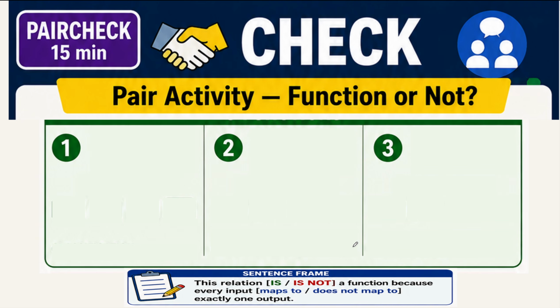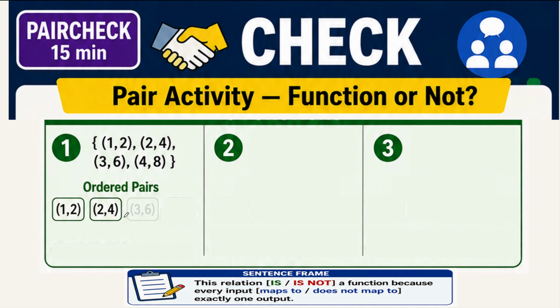Okay? Kung meron kang katabi, no? Hanap ka ng katabi mo. The first pair will identify the first three sets, whether that is a function or not. Sabihin mo lang naman, this relation is or is not a function because every input maps to or does not map to exactly one output. So the first set of coordinates we have 1, 2, 2, 4, 3, 6, 4, 8. So the ordered pairs is 1, 2, 2, 4, 3, 6, and 4, 8.